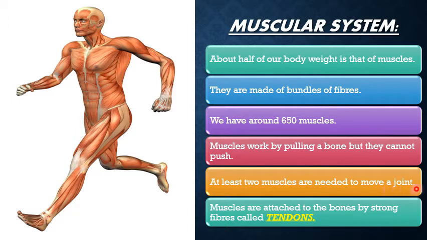We do our movement with the help of joints, but to move a single joint, at least two muscles are required. Muscles are attached to the bones by strong fibers called tendons.